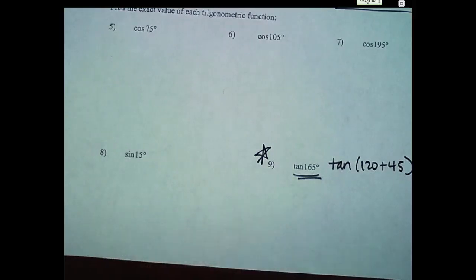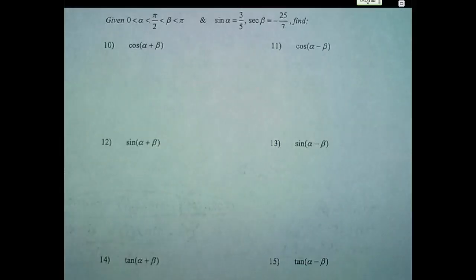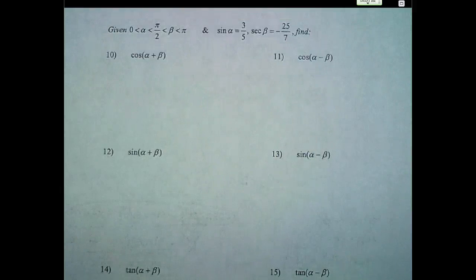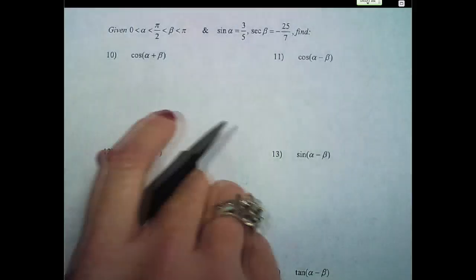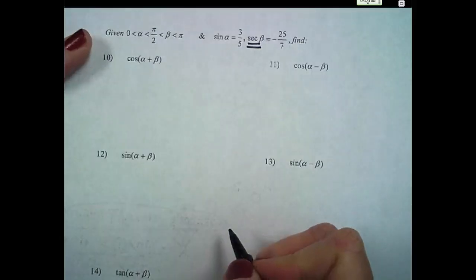Now go to the back. There's really only one thing I want to address on the back. Will you please read the directions for number 10? What do you notice that's different about number 10? Okay, that's true. Yeah, two different things. First of all, there's a secant here. We haven't talked about that, but we know.